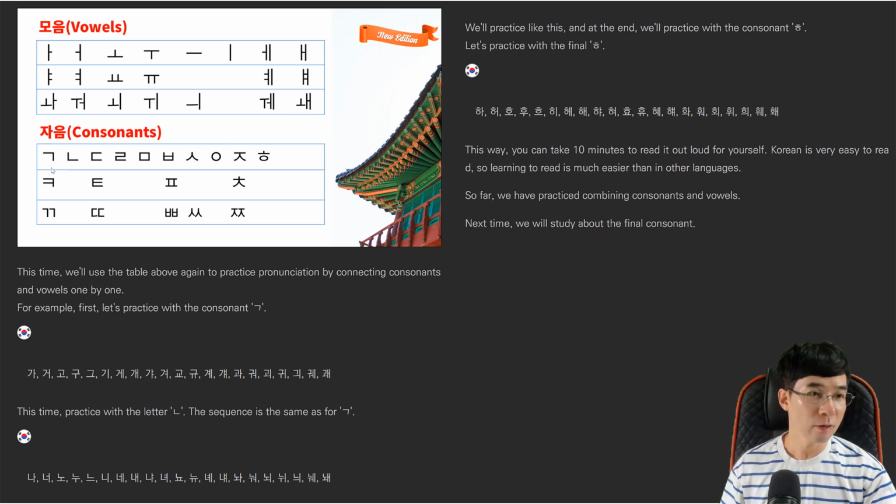If you combine 기역 and 오, let's practice. 고, right? 노, 도, 로, 모, 보, 소, 오, 조, 호.